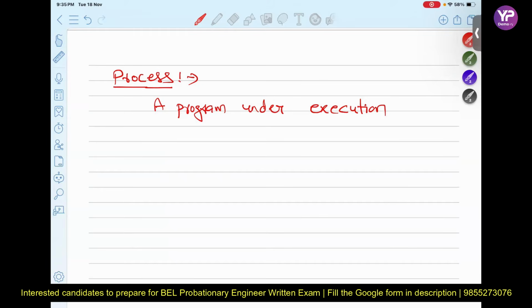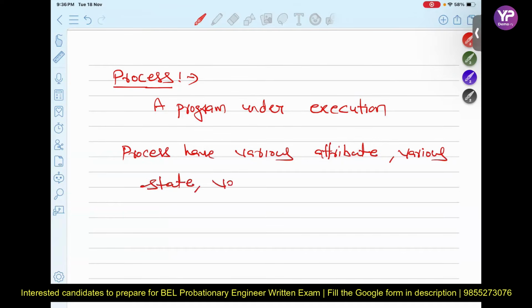Okay, so a program under execution is called a process. That simply means a set of instructions which are there in the main memory. Now each process, keep in mind, my dear students, has some attributes. That means a process has various attributes, various states. What do you mean by state? We will discuss. Various operations.